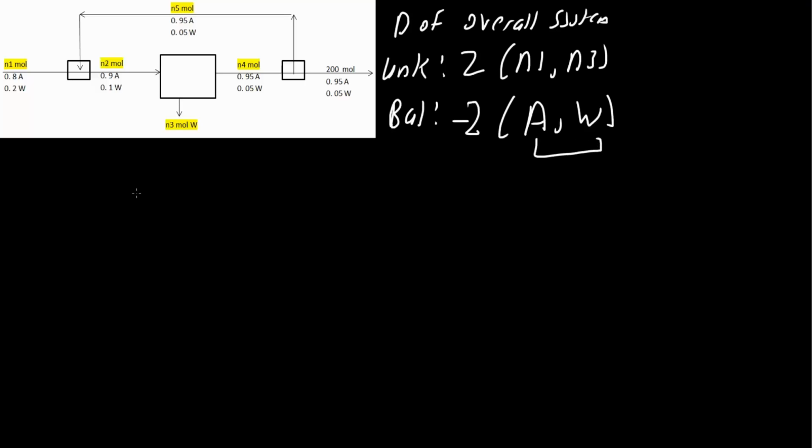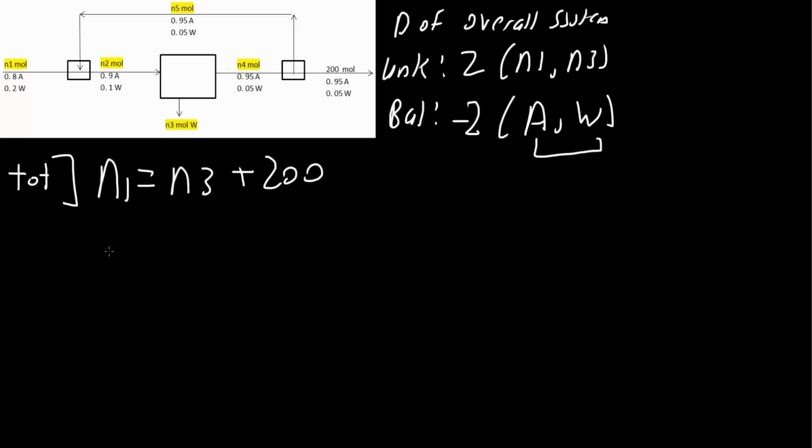So let's get started. First thing we can do is a simple total balance. If we do that, we don't know N1, and that's going to equal, so N1 is our input. Input is equal to output. Output is N3 and 200. So N1 equals N3 plus 200. So we have two unknowns, so we can't solve anything yet. We need another equation.